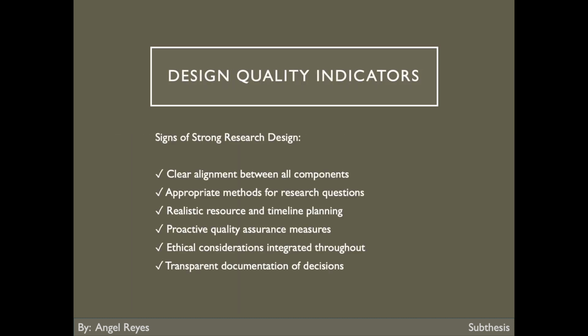How do you recognize strong research design? The slide provides these signs: clear alignment between all components, appropriate methods for research questions, realistic resource and timeline planning, proactive quality assurance measures, ethical considerations integrated throughout, and transparent documentation of decisions. These indicators help evaluate both your own designs and research you encounter in the literature.